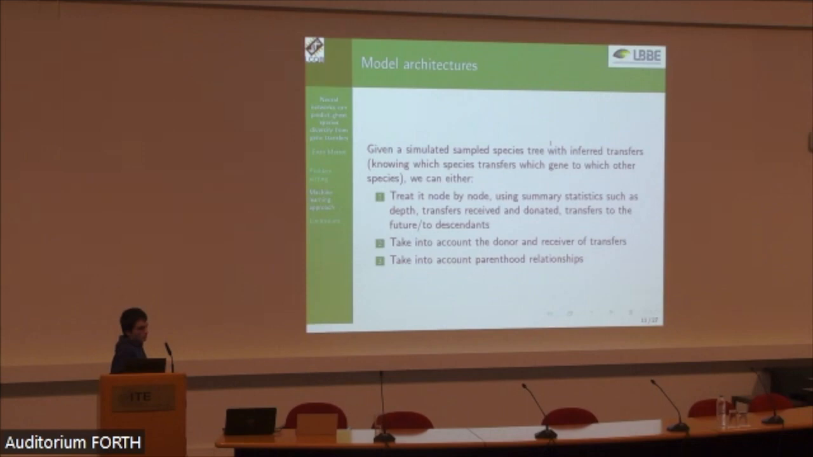There are several approaches to make the problem equivariant. The simplest is to treat it node by node. You just take a node of the species tree and try to predict the ghost length without looking at the rest of the tree. You use just summary statistics like depth, the number of transfers received and donated, and transfers to the future or descendant, which we said were important, since transfers to the future are normally impossible, but they can be inferred anyway if there are ghosts.